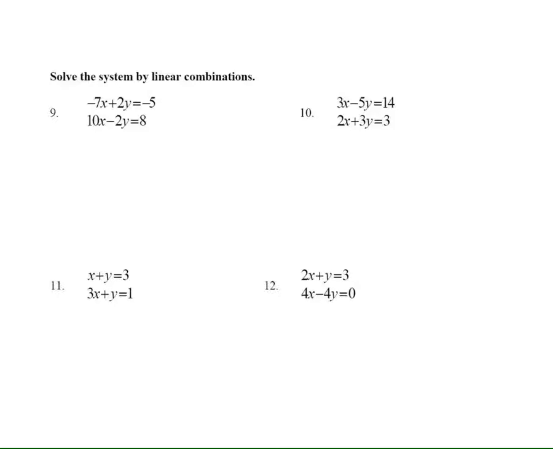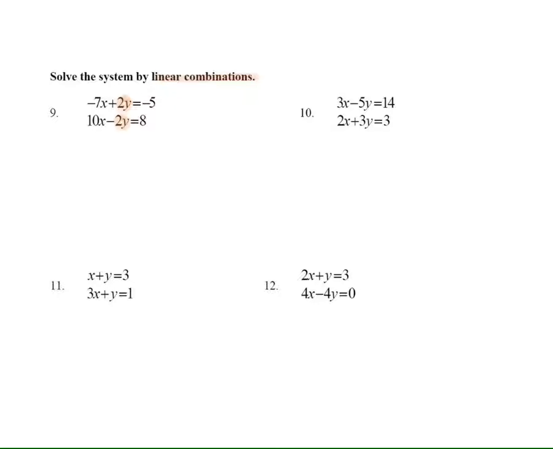But why it's called linear combinations, we're essentially combining the two equations to get one of the variables to eliminate. That's just why it's sometimes called elimination. So what we're looking for is the coefficients of our variables to be something that can add or subtract to eliminate. So what I mean by that is if you look at the y coefficients in the first problem, number 9, you'll see we have a positive 2y and a negative 2y.